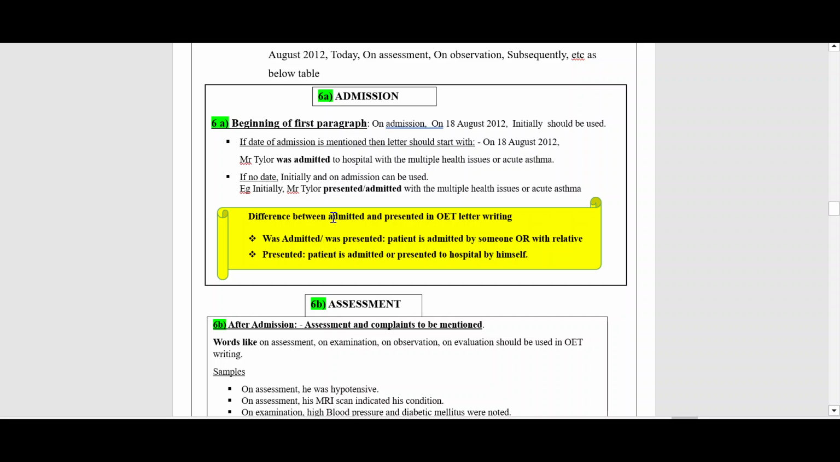And one thing, "patient is admitted" and "presented" are different, okay? Admitted means someone admitted the patient. Presented means he came by himself. But sometimes you can mention "he was". If you are putting "was", then "he was presented" means he was presented along with some relative, or "he was admitted" means someone brought the patient to the hospital. But if "he presented" directly without "was", then you are saying that the patient came by himself. That is a different way of writing or using these things, okay?